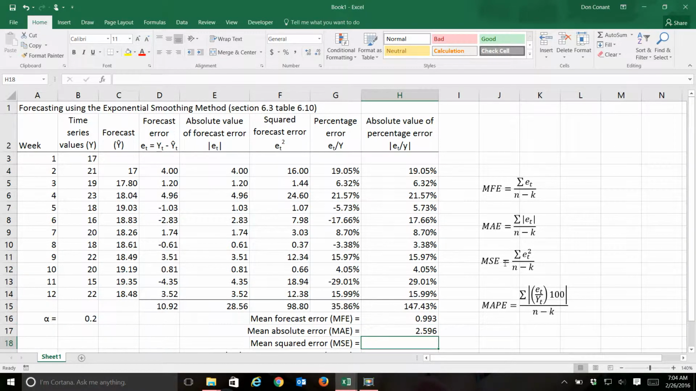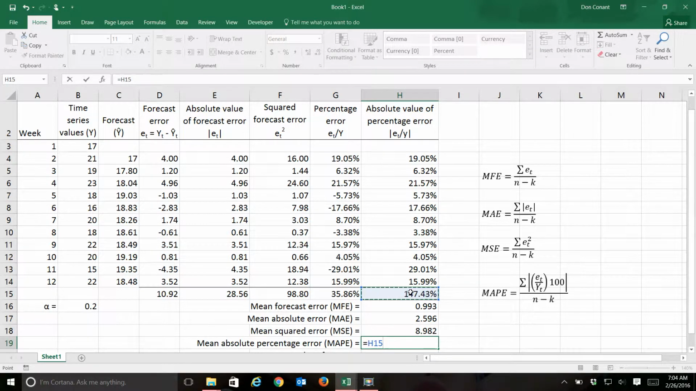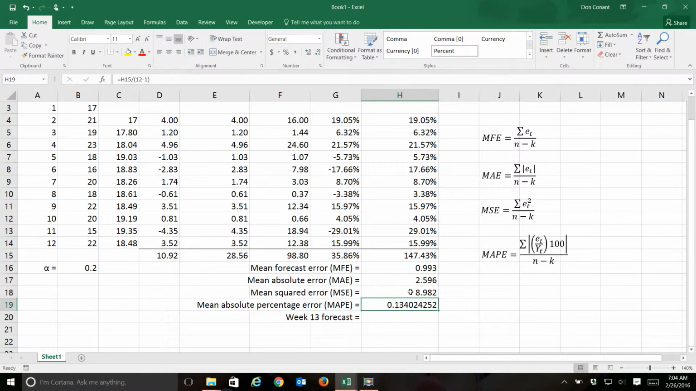Mean squared error, again, the formula. We'll take the sum of our squared values, place that over our n minus our k of 1, or n of 12 minus our k of 1. Correct for these. MAPE. Take our absolute percentage and place that over 12 minus 1. That gives us the MAPE. We'll convert that to percentage and give it a couple of decimals.